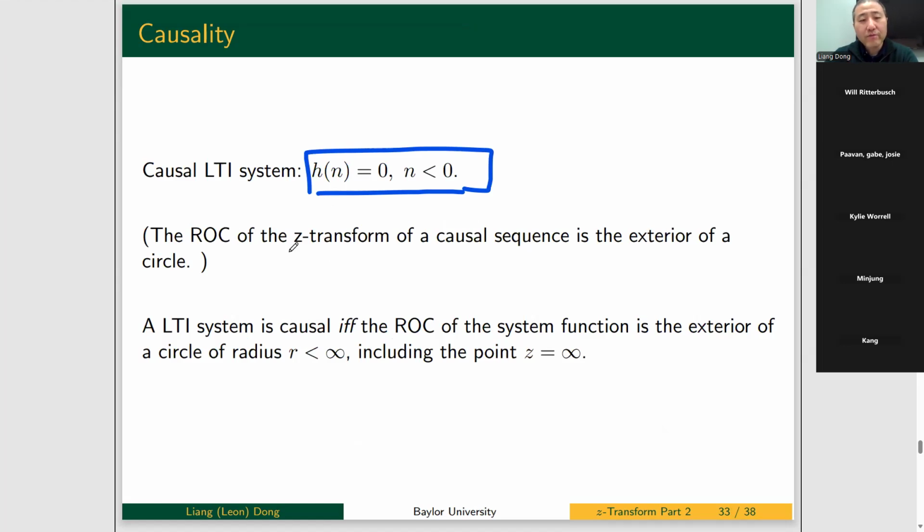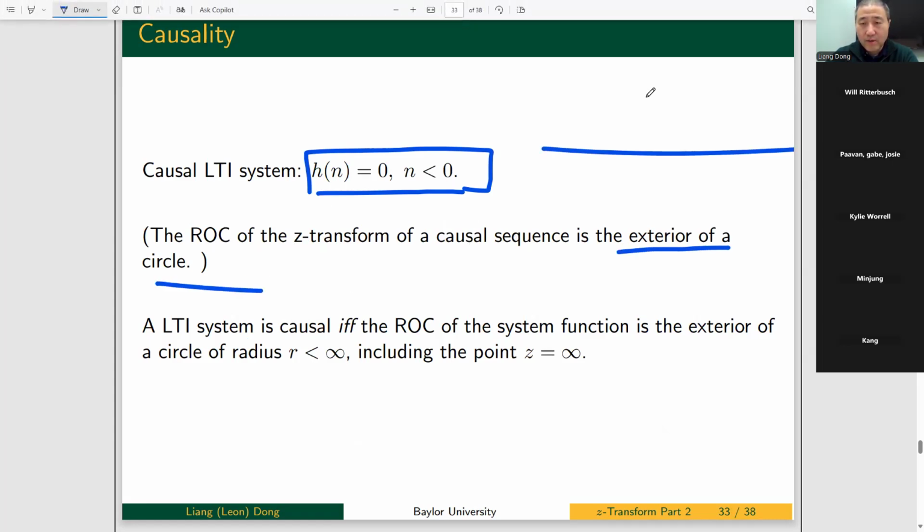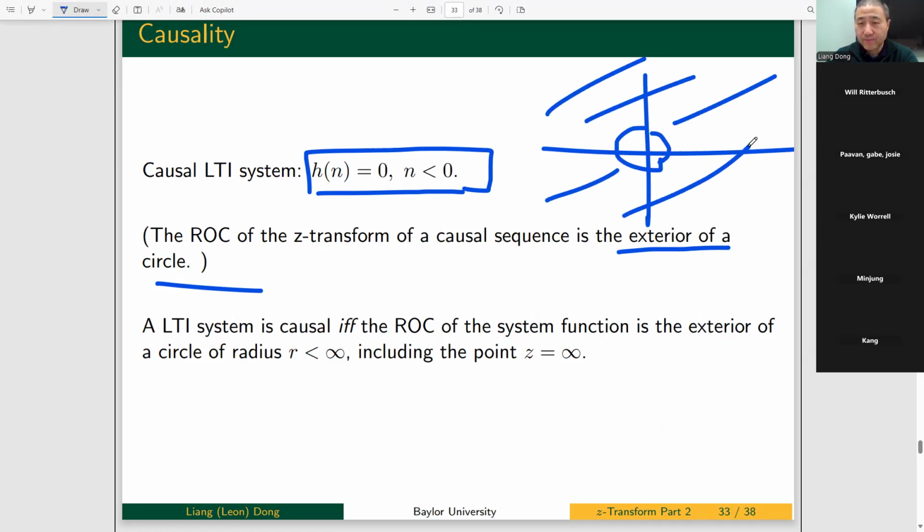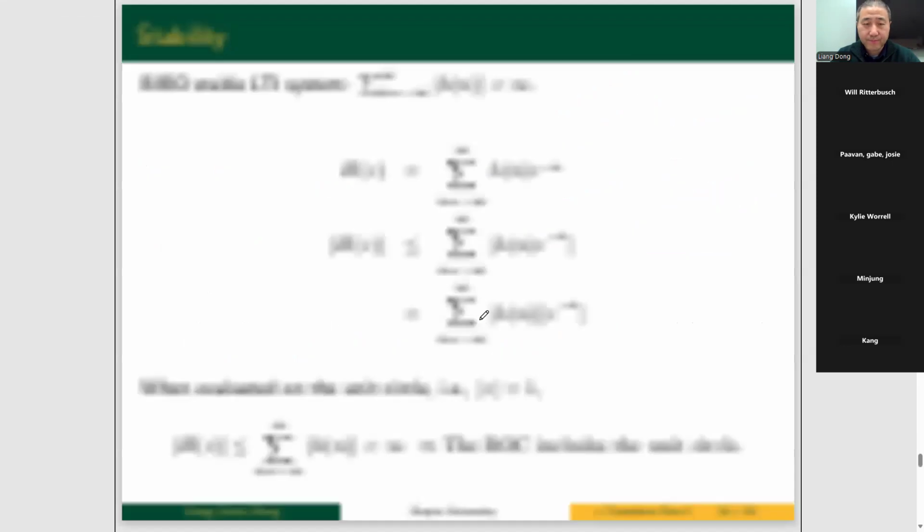We also know that the region of convergence of a Z transform of a causal sequence is the exterior of a circle. So the region of convergence is the outside. So an LTI system is causal if and only if the ROC of the system function is the exterior of a circle, for a finite radius R, and because it's exterior, including the point z equals infinity.